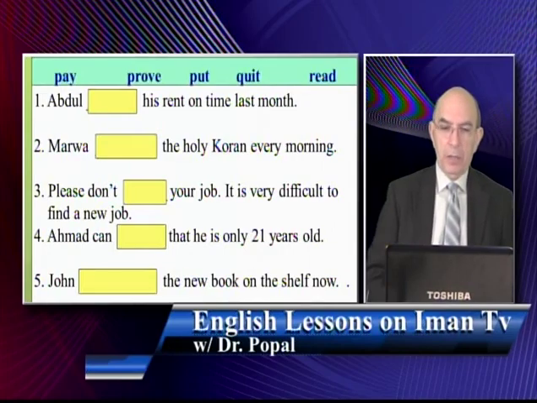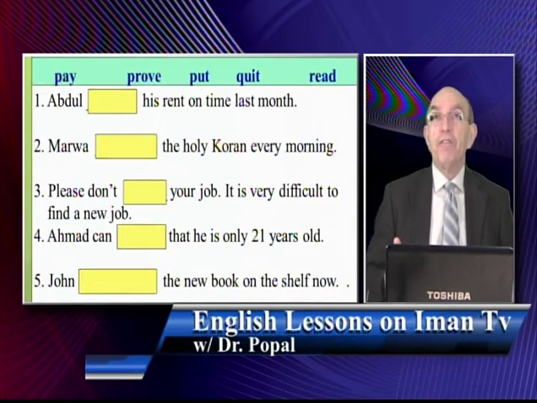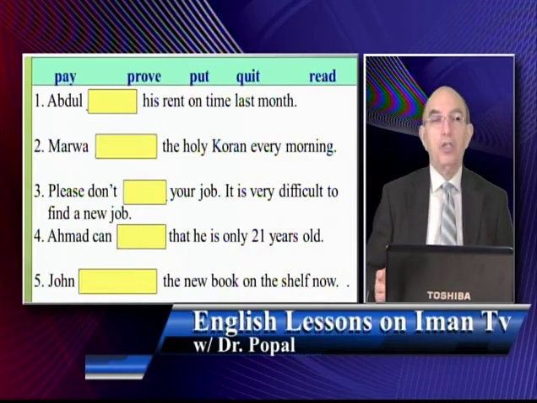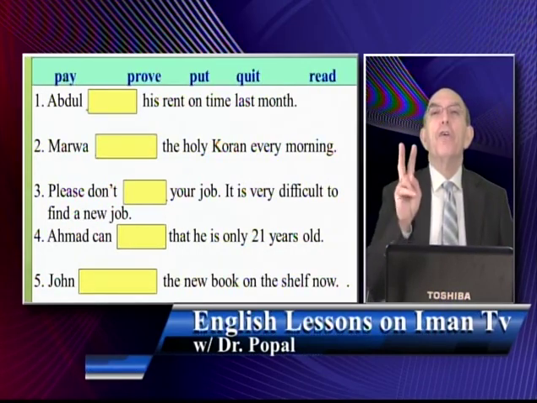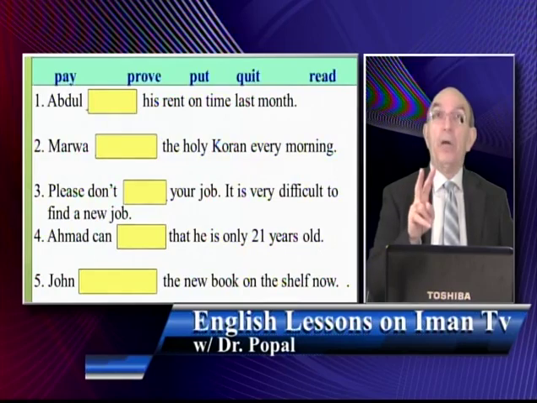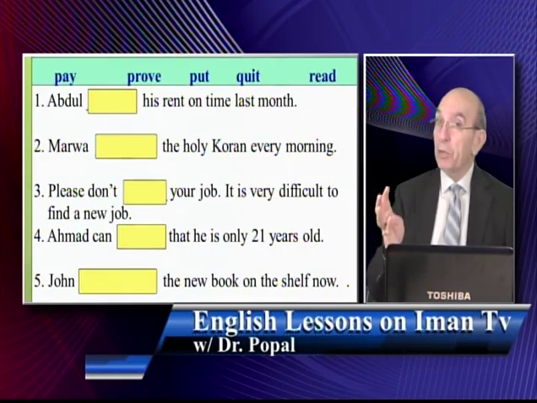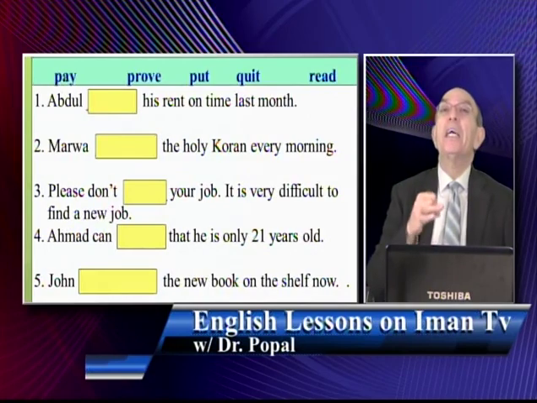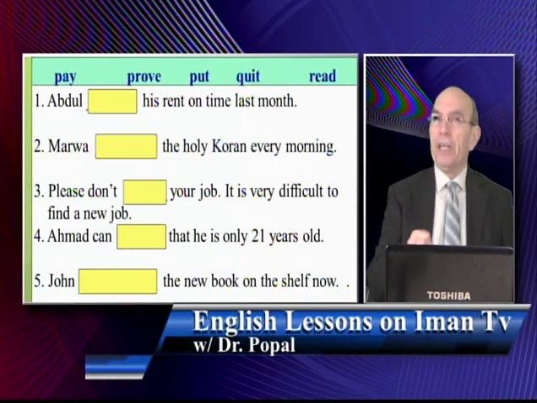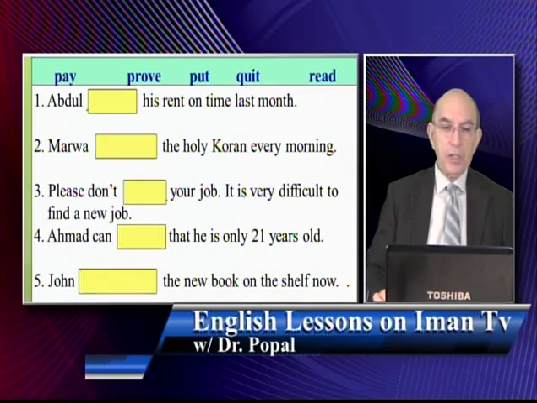Like what we did in the past, I give you 5 words from this list and then 5 sentences. So you need to do 2 things. First, make sure that the meaning is correct. You use it in the correct sentence, meaning-wise. And then you need to look at the subject, you need to look at the time and tense and see that you use the correct form of the verb. Okay? So sentence number 1, so the words are what? Pay, prove, put, quit, and read.